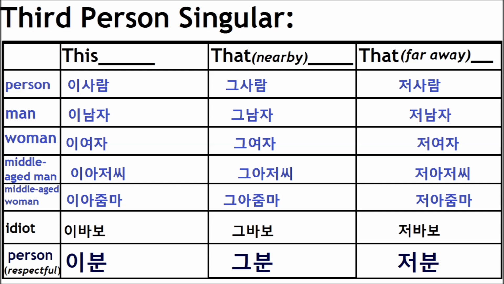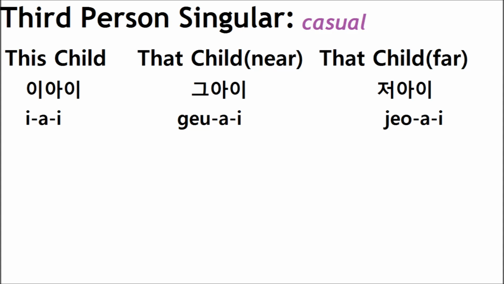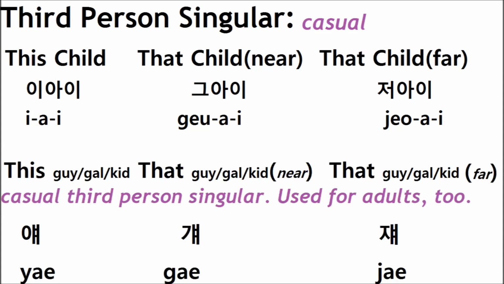Now, all that's missing is the casual way. Look at how long all these words are. We definitely need a casual version. The casual versions of he and she are derived from the words for this child or that child. But you can use these words for adults too. This child is i-ai. That child nearby is geu-ai. That child far away is jeo-ai. And then you take these words and slur them a bit and squish them into one syllable, and you get your casual he and she.